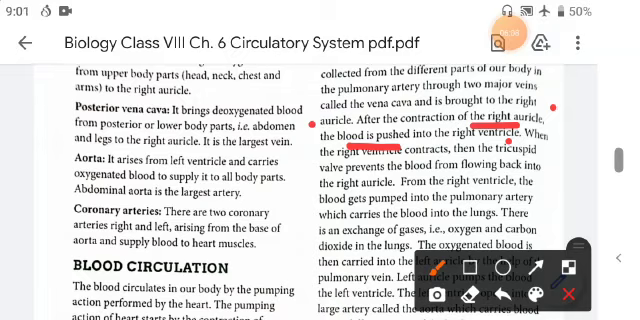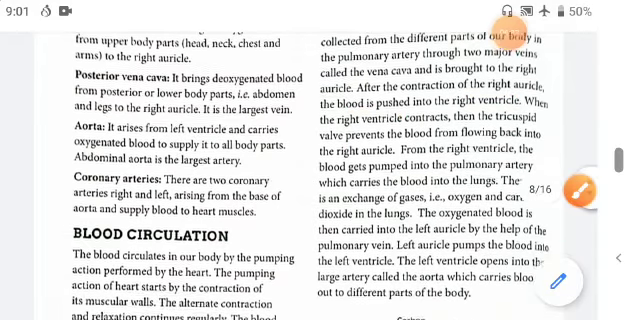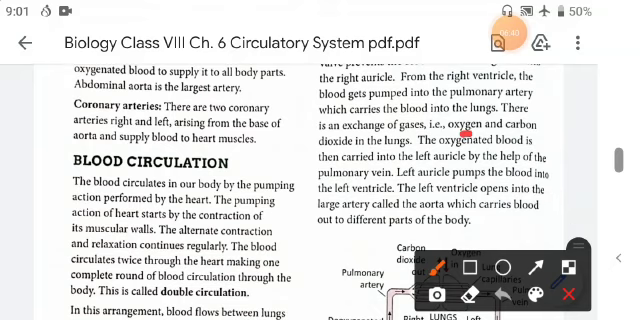How? Through the pulmonary artery. Now, when the right ventricle contracts, the tricuspid valve prevents the blood from flowing back into the right auricle. From the right ventricle, the blood gets pumped into the pulmonary artery, which carries the blood into the lungs. There is an exchange of gases, that means oxygen and carbon dioxide, in the lungs. The oxygenated blood is then carried into the left auricle with the help of the pulmonary vein.